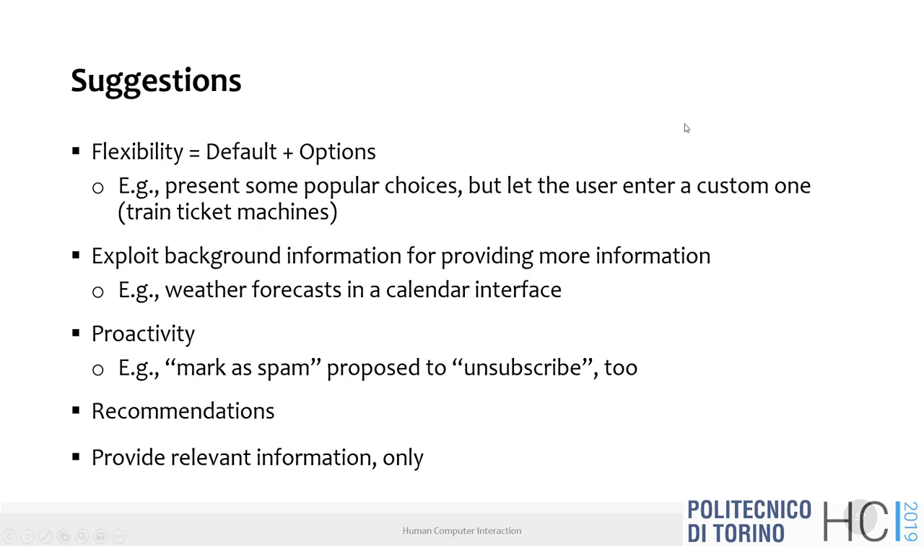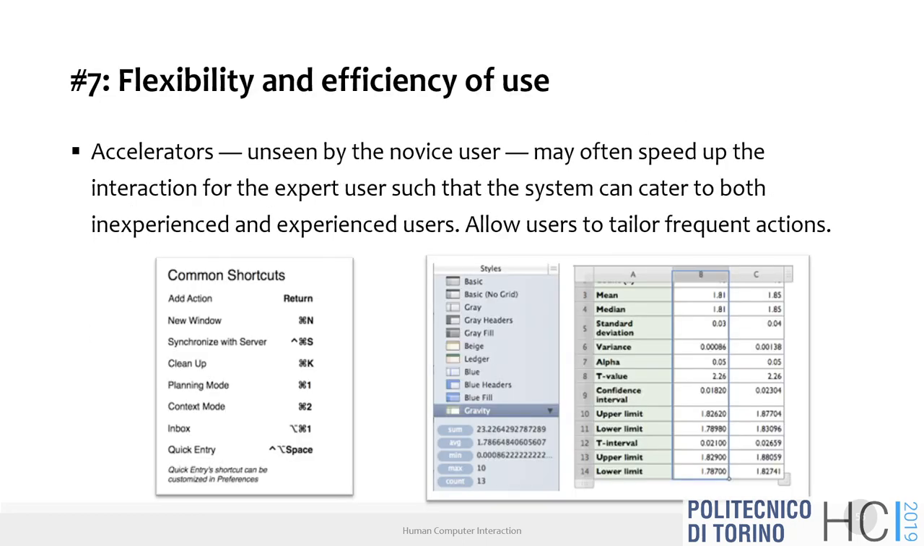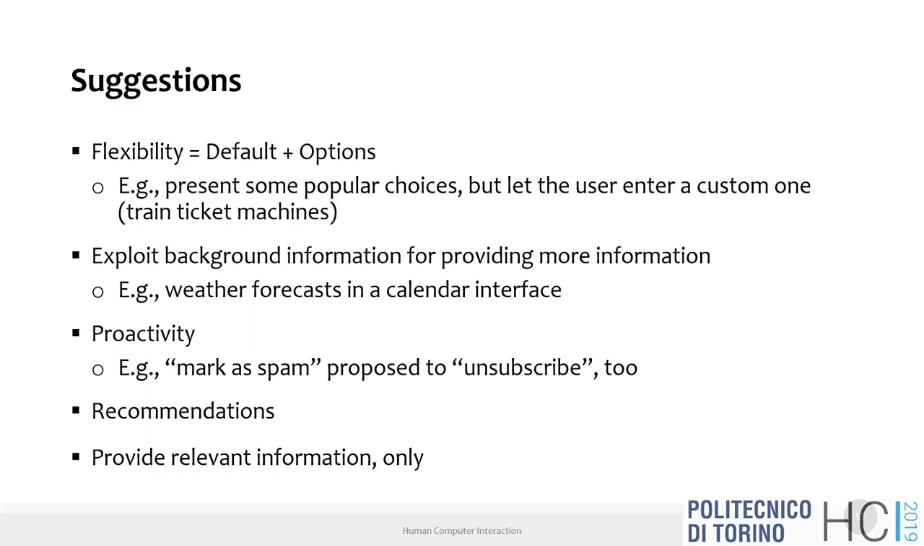Exploiting background information for providing more information, like this one here. I'm providing some information which is not essential, but we already have this place. We already have all the information for providing you something more. Or a calendar when you also have the weather forecast in a free space at the top of the day. It's not essential, but there's space there, and maybe in planning your events, knowing the weather is useful. It doesn't require any processing from your brain. You will recognize it automatically.